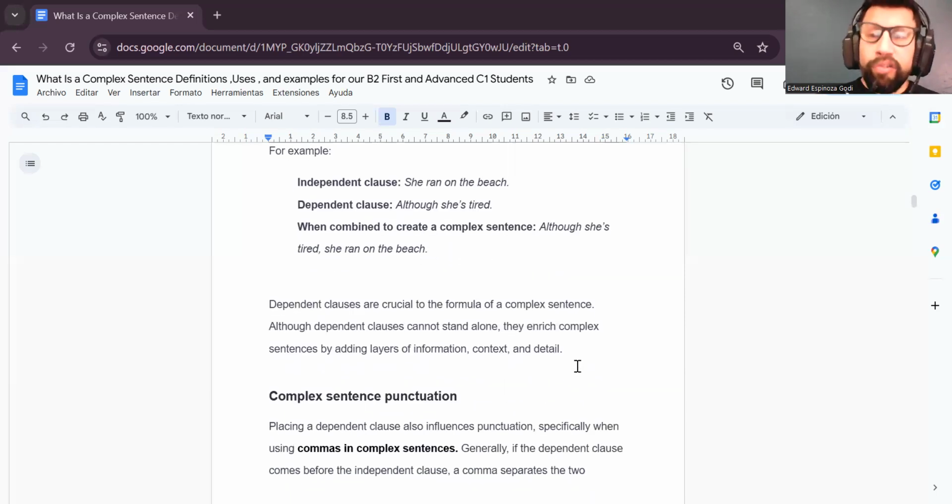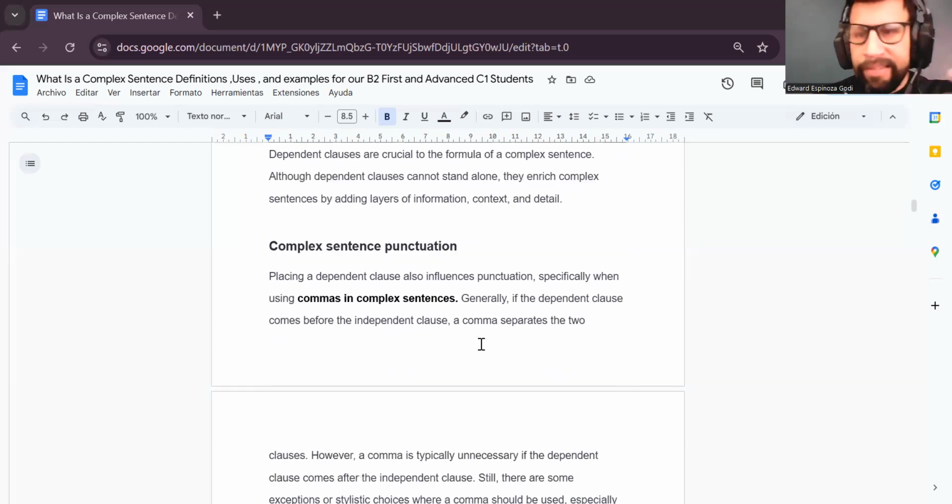Dependent clauses are crucial to the formula of a complex sentence. Although dependent clauses cannot stand alone, they enrich complex sentences by adding layers of information, context, and detail. That's super, super important, my dear students, for us to know. That's one of the importance that complex sentences have at a B2 C1 level.